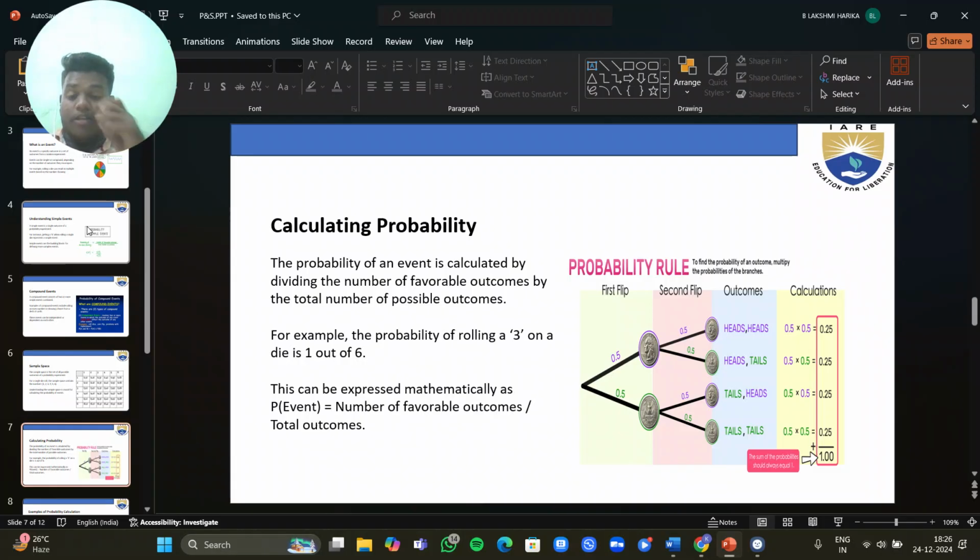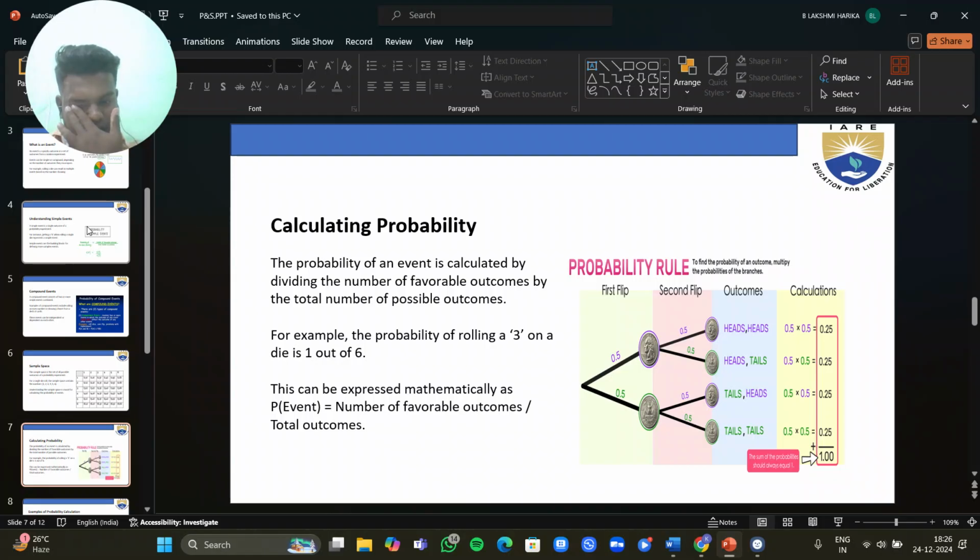Calculating probability. The probability of an event is calculated by dividing the number of favorable outcomes by the total number of possible outcomes. Probability rule: to find the probability of a sequence of outcomes, multiply the probabilities of the branches. First flip, second flip, outcome calculations: head, tails, tails, head, tails, tails.